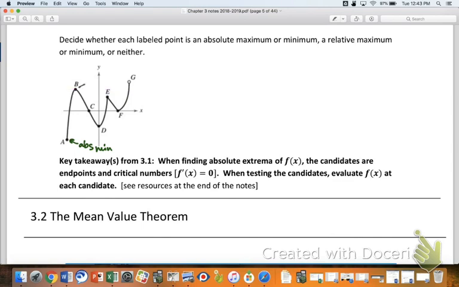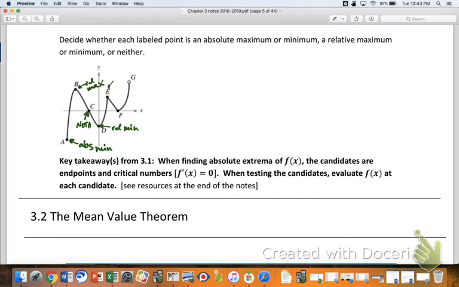Yep. Relative max. How about C? Yeah, none. None of the above. NOTA. None of the above. Okay, how about D? It's a relative min, right? It's not the lowest, but it is a relatively low point. It's like a little valley. It's not the lowest, but it is a valley. So we'd say relative min. How about letter E?